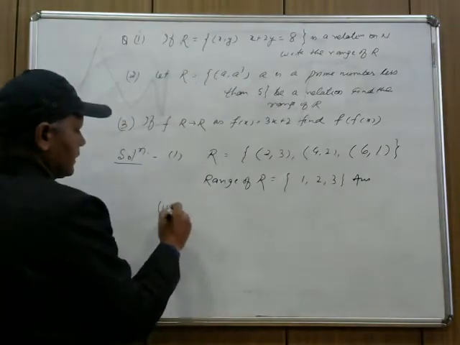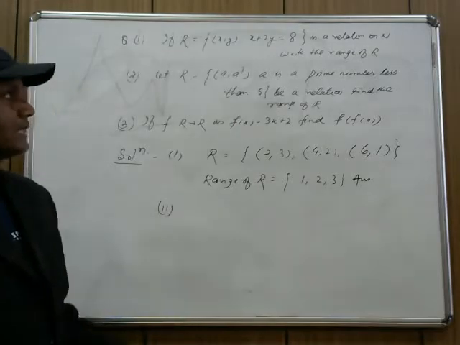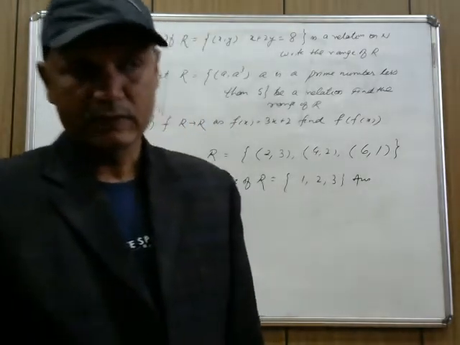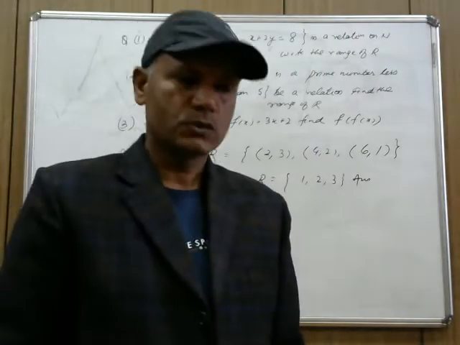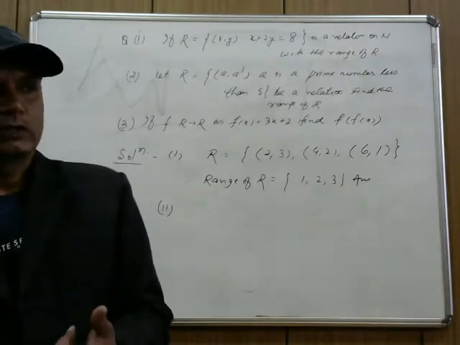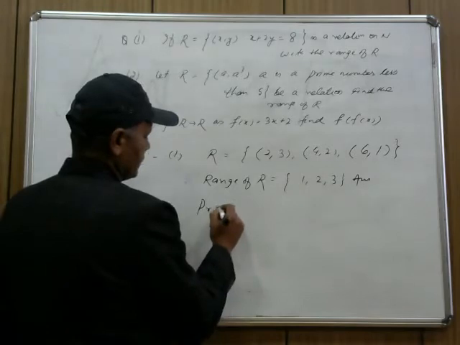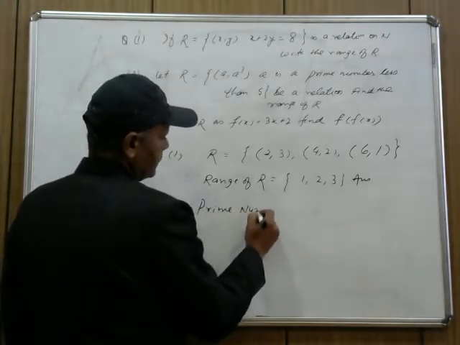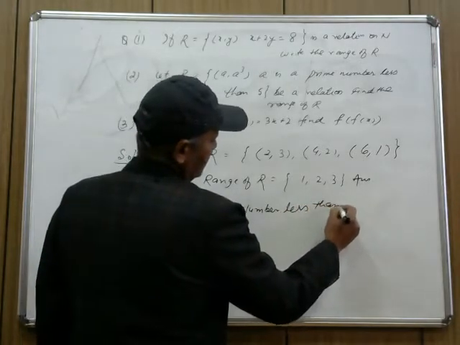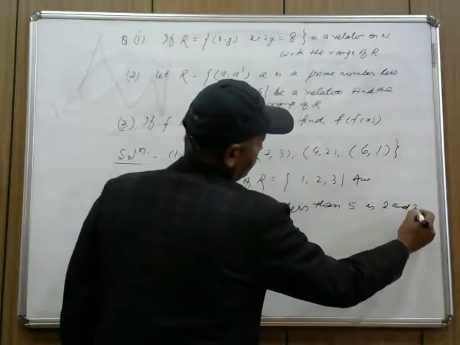Right. Now the second question. R is equal to {(a, a cube)}, where a is a prime number less than 5. Tell me all the prime numbers which are less than 5. The first prime number is 2. The second prime number is 3. There are only 2 prime numbers. That means the prime numbers less than 5 are 2 and 3.